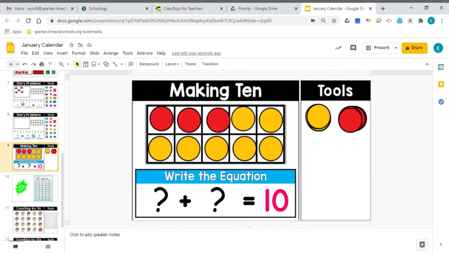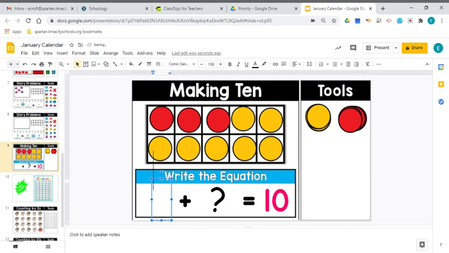We're using those two different color counters. The first one, we have how many red counters? I know you said 3. You didn't even have to count, did you? You could look right at that and see that there were 3. Your brain is getting so good at numbers. All right, now how many yellow are there?